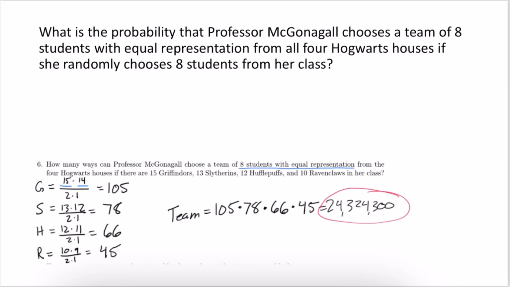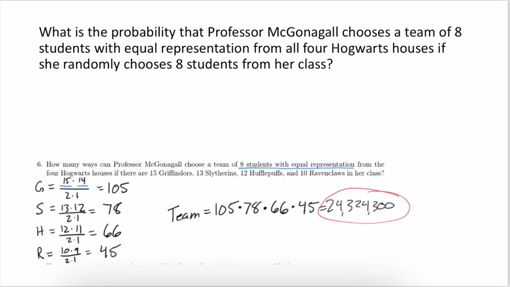So for example, on your combinations assignment, on question 6, you are asked to figure out how many ways Professor McGonagall can choose a team of 8 students with equal representation from the 4 Hogwarts houses if you have 15 Gryffindors, 13 Slytherins, 12 Hufflepuffs, and 10 Ravenclaws in her class. Since you wanted a team of 8 students with equal representation, that means we choose 2 students from each Hogwarts house, because 8 students divided by 4 houses means each house will contribute 2 students.